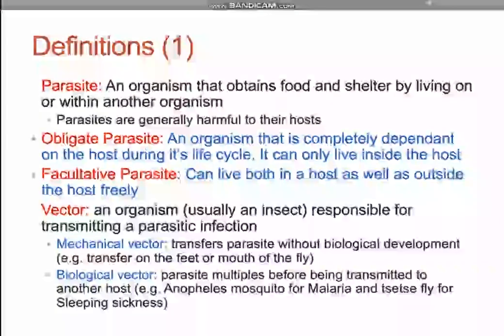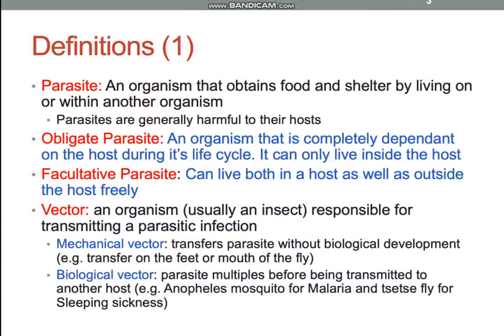Without the biological vector, the parasites cannot complete the life cycle. And as we say, if you interrupt the life cycle, you kill or you interrupt the pathogenesis or pathogenic cycle of the parasite. Mechanical, it's not necessary for the life cycle. You can just transmit from one place to another.